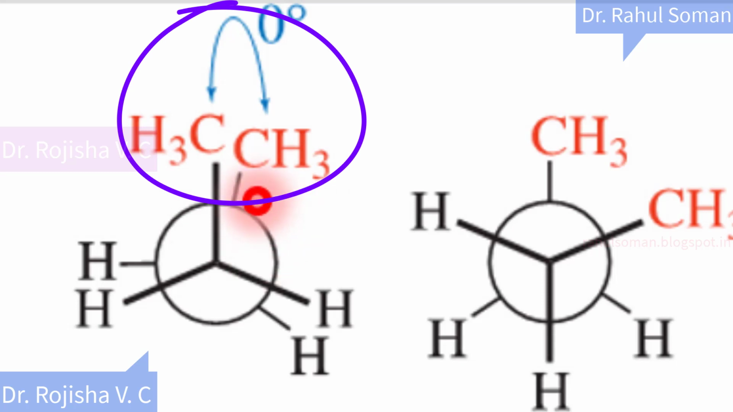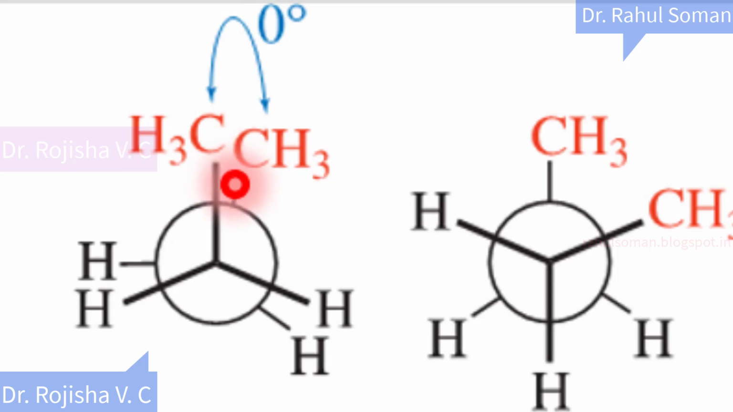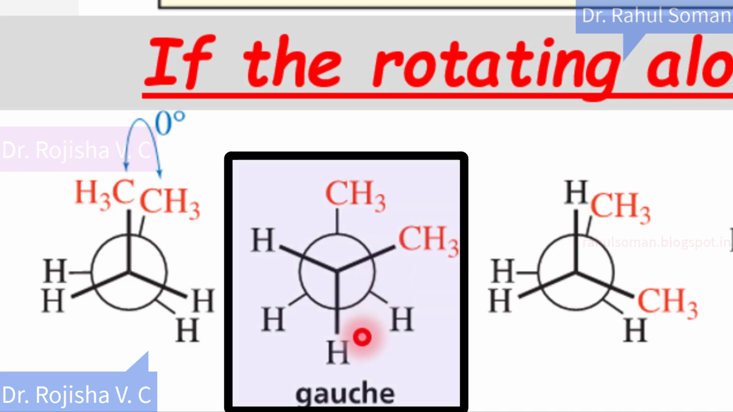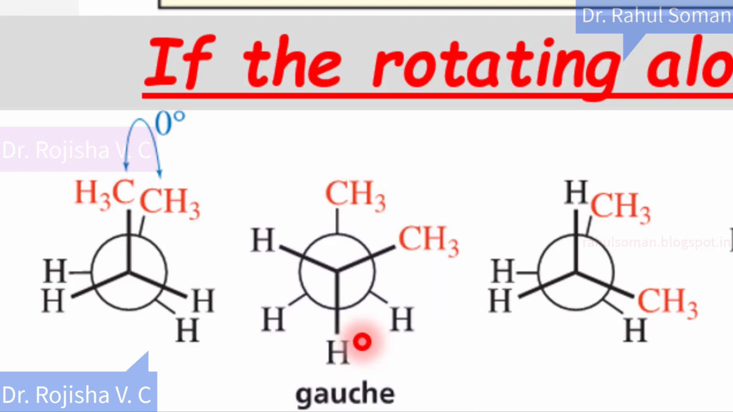This will be the very high energy one. It will not be stable at all because of the bulkier group. The CH3 is a bulkier group, and thus the repulsion will be more. And if it rotates 60 degrees, what will happen? Then this CH3 will come here, and it will form a gauche conformation. Gauche is a French word meaning left. So that CH3 and CH3 are nearby, left and right side.